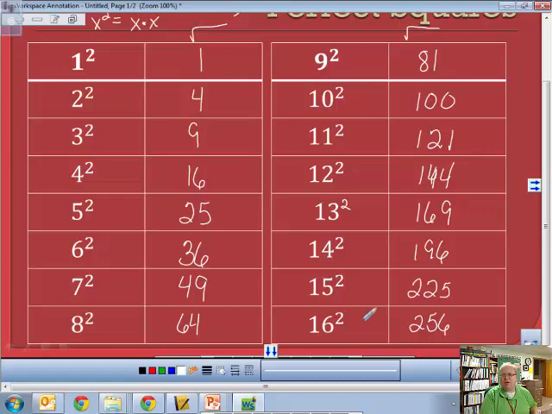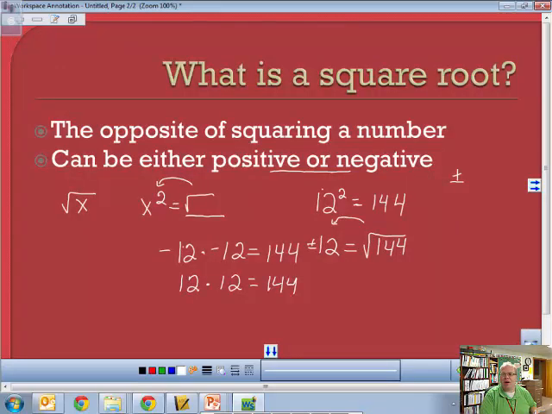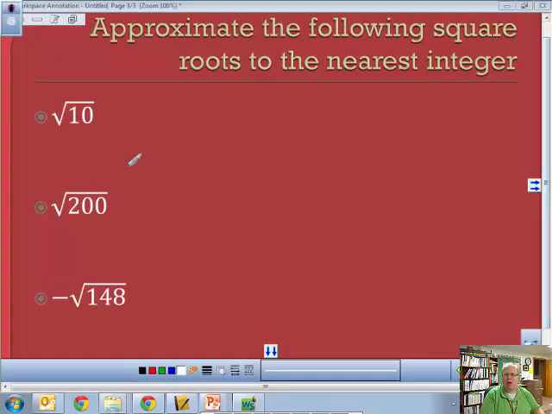Now, do all numbers fit in these nice, neat patterns? No. Because what if I want to know what the square root of 10 was, or the square root of 20? It's not going to be nice and neat on here, is it? It's not. So what we have to do is approximate it. Well, how do we do that? Let's look. I'm going to approximate these square roots to the nearest integer. Well, I'm looking for the perfect square. What perfect square does 10 sit in?